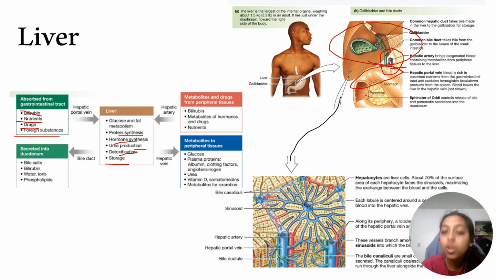So you see the gallbladder, the liver, and the pancreas are all very closely packed together within the same area, and it all empties within the same area, the duodenum of the small intestine. And you have the hepatocytes here.